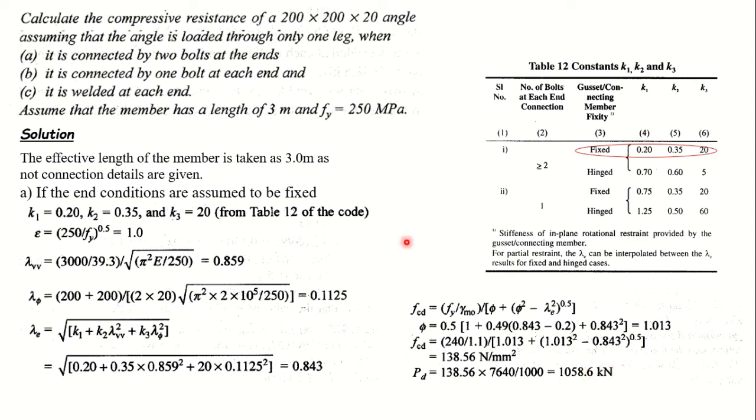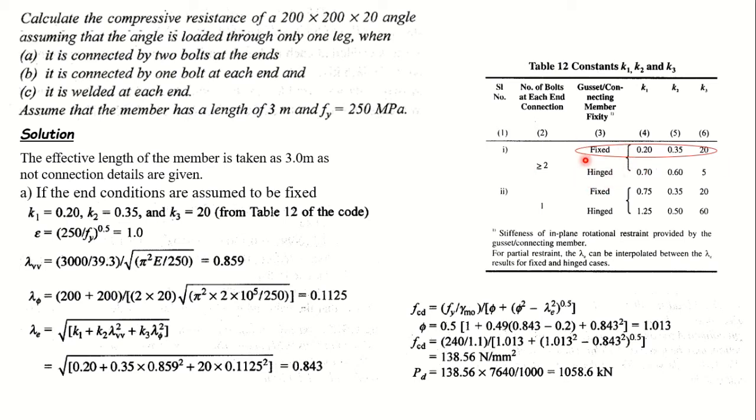So this is for case A, when two bolts have been provided and we assumed that the end condition is fixed. Even you can go with assuming that the end condition is hinged also. With the same number of bolts, the end condition may be assumed to be fixed or hinged.